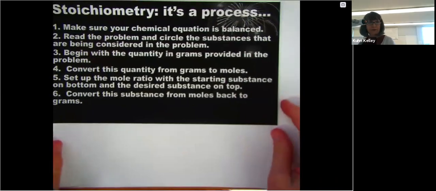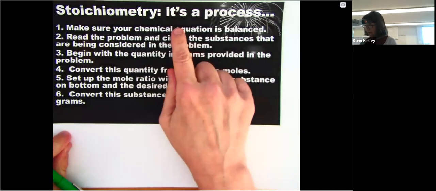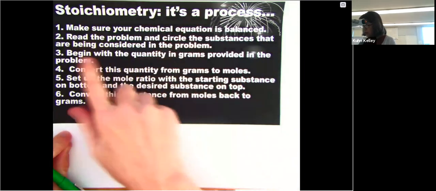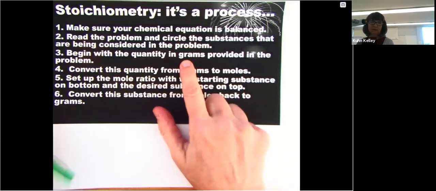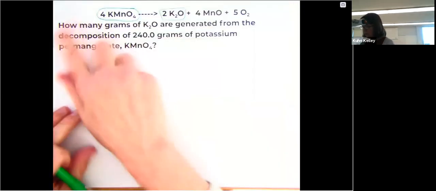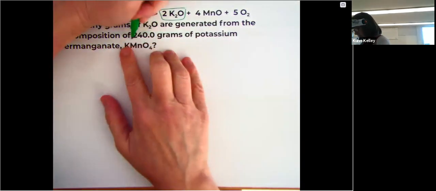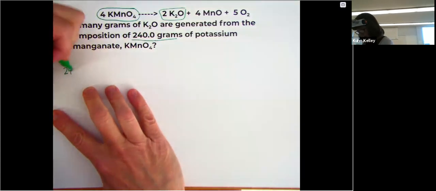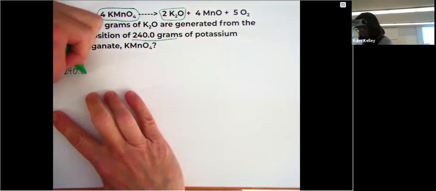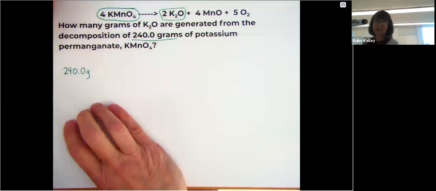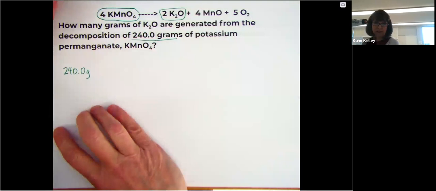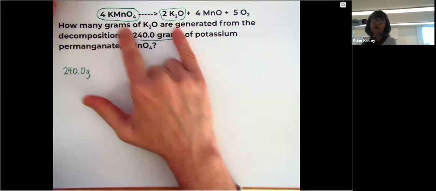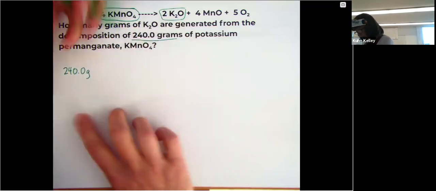Our third step, after we have an equation that's balanced and we've circled the substances that are being dealt with, is to start with the quantity in grams that's provided in the problem. When I read this problem, my gram quantity is 240 grams. I want to write that down with all of the significant figures I'm provided. And I want to be sure to attach it to the substance that it belongs to. In other words, I've circled 2 substances, but which one of these is attached to that 240 grams? Well, that would be the KMnO4.